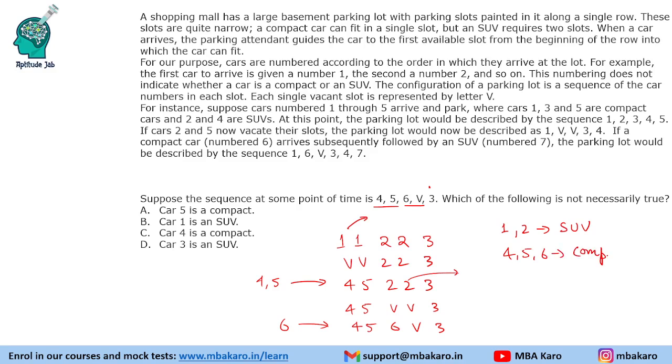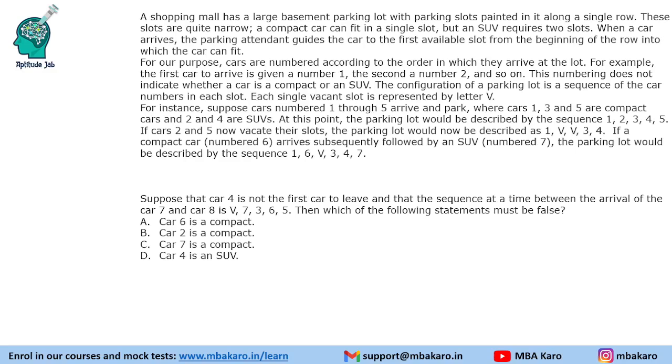Now let us see the options. Option A says car 5 is compact, which is true. We are looking for what is not necessarily true. Car 1 is SUV, true. Car 4 is compact, true. Car 3 is an SUV. So we cannot determine whether car 3 is SUV or not. We have no idea about the car coming after 3. So we cannot tell whether car 3 is SUV or compact. But for the other three, these are true.